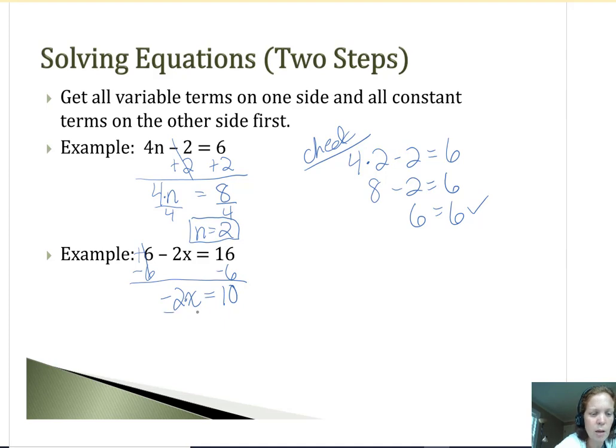Since it's times, the opposite operation is divide. Again, notice I'm not changing the sign, I'm changing the operation. Instead of multiplication of negative 2, I'm dividing by negative 2. So 10 divided by negative 2, yep, negative 5.